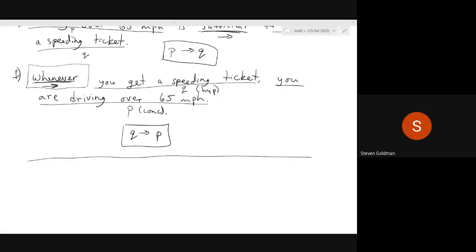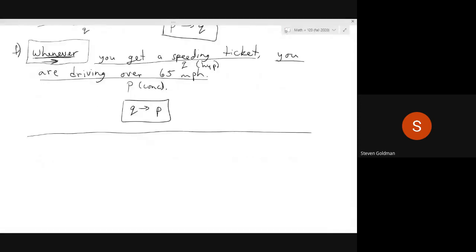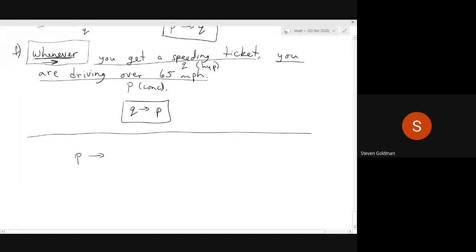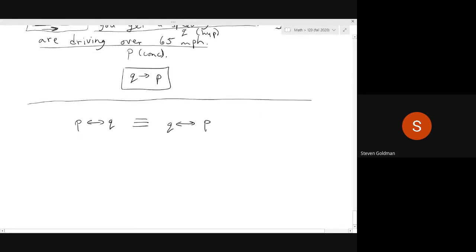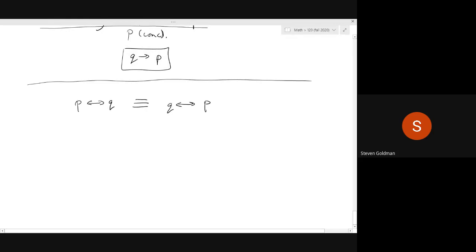Okay. Two quick points before we finish for today. Point number 1: for biconditional statements, the order doesn't matter. All right. So P if and only if Q is the same thing as saying Q if and only if P. Okay. It doesn't matter which order you write it in. It's the same thing for conjunctions and disjunctions as well. Okay, the order does not matter. The order only really matters for conditional statements because there's a hypothesis and there's a conclusion. Okay.